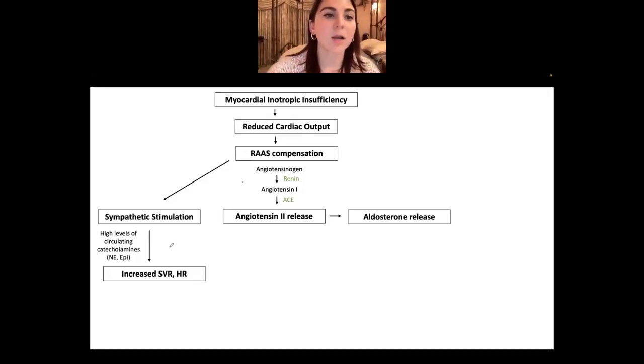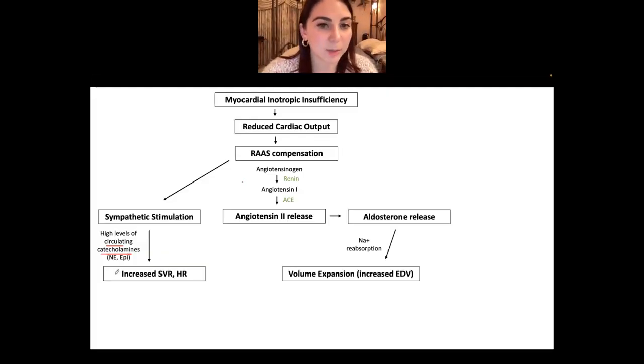Next, the sympathetic stimulation: this is when the body's like, all right, blood pressure went down, let's try to compensate by putting out circulating catecholamines. Circulating catecholamines is almost a buzzword for norepinephrine and epinephrine. That's going to increase your systemic vascular resistance and your heart rate. Again, it's trying to compensate for the decrease in blood pressure.